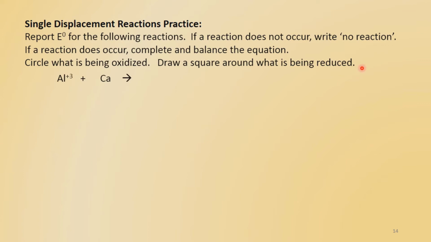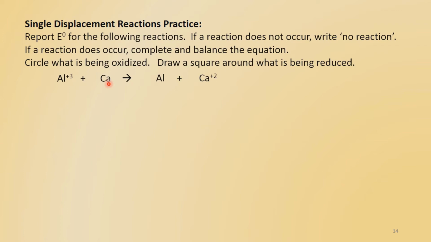So here we have aluminum ion reacting with calcium metal. Now let's just ask ourselves, what would the products be if this reacted? Well, the cation would be reduced to the element aluminum, and the metal would be oxidized to some oxidation state. So Al+3 becomes the element Al0.